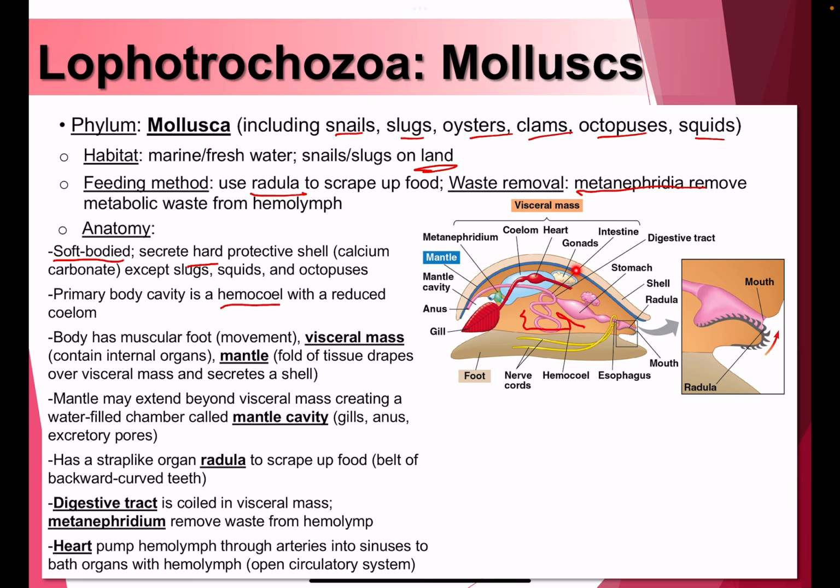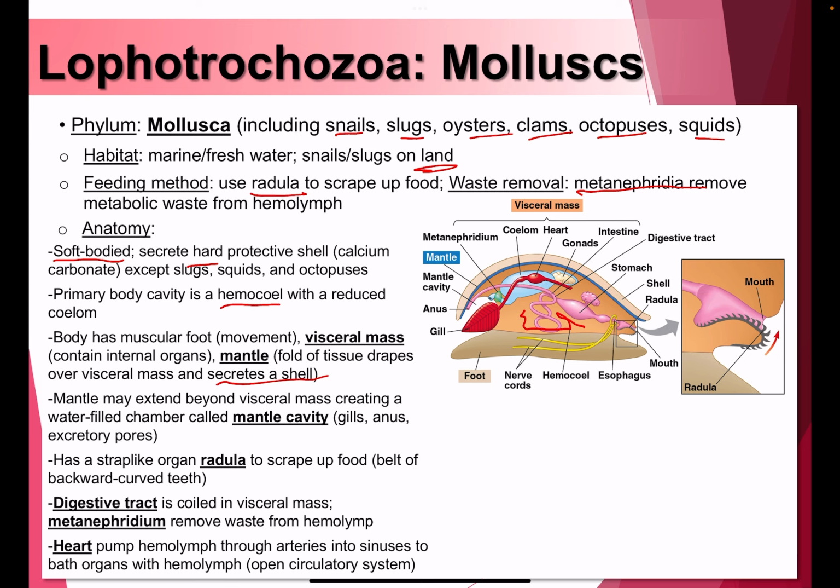This visceral mass is what contains all the internal organ of the mollusk, including a mantle, which is this blue layer right here. This mantle is really a fold of tissue that drapes over the visceral mass, and it is the part or the structure of a mollusk that secretes a shell. So it's kind of like how you have those cells that produce exoskeletons or some kind of hard spicules in the sponge. Now you have a part of the structure called mantle that will secrete the shell of the mollusk.